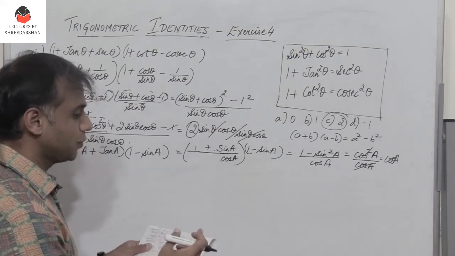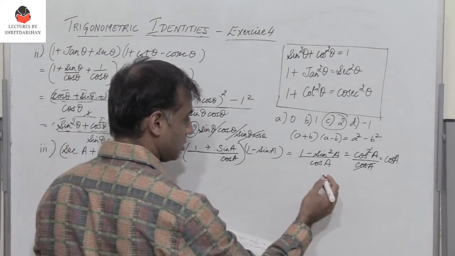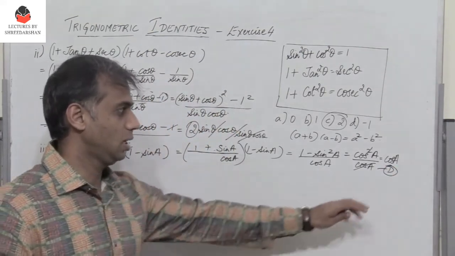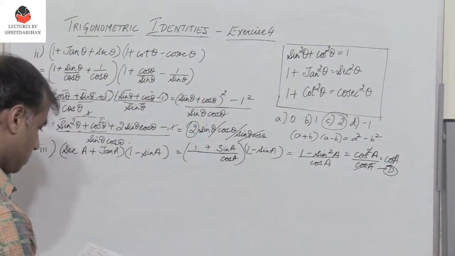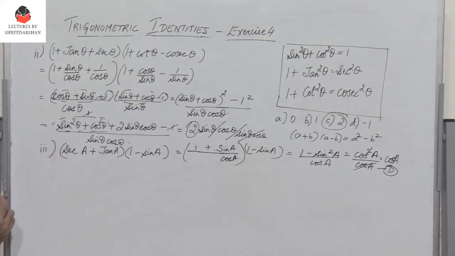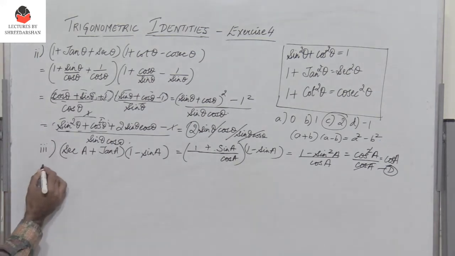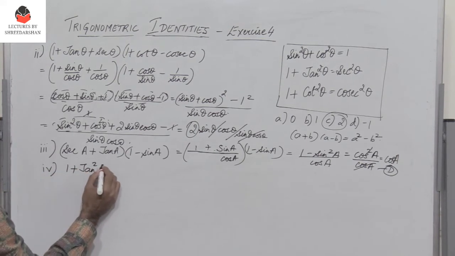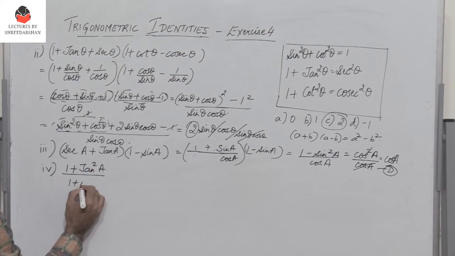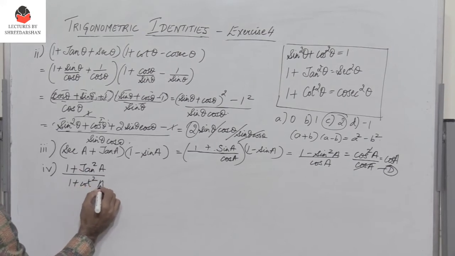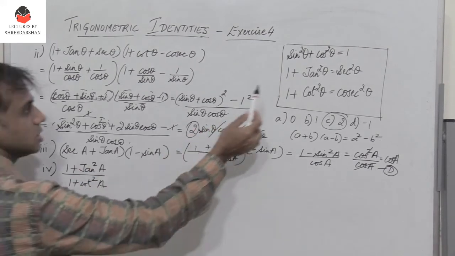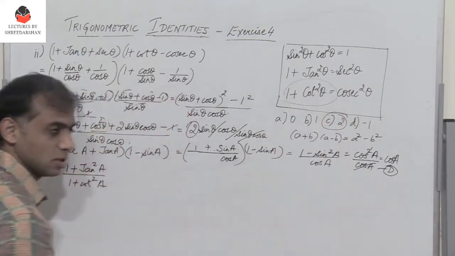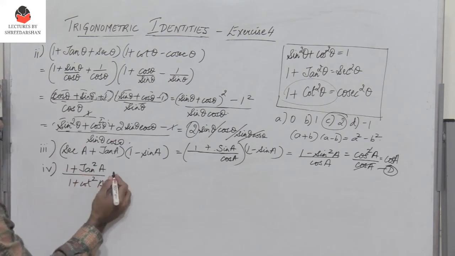If you observe the 4 options A, B, C, D, the right option is D, which is cos A. Right? So that's the most important thing. Now let's move on with the next one, which is very simple. I have 1 plus tan square A divided by 1 plus cot square A. We know that 1 plus tan square theta is secant square theta and 1 plus cot square theta is cosecant square theta. Instead of theta I have A here.